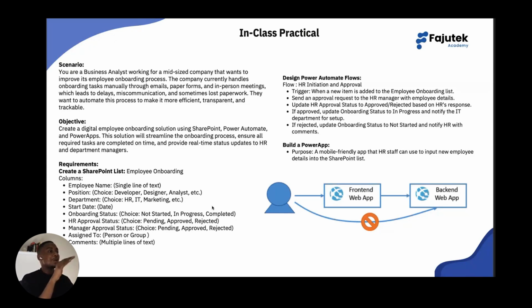Sorry, the company currently handles onboarding tasks manually through emails, paper forms, and in-person meetings, which leads to delay, miscommunication, and sometimes lost paperwork. They want to automate this process to make it more efficient, transparent, and trackable. What do you see here? You see a company that needs digital transformation because they use paper forms. They send emails back and forth, and it's not efficient. It takes time. So they want to automate this process.